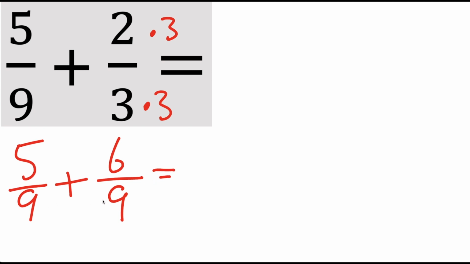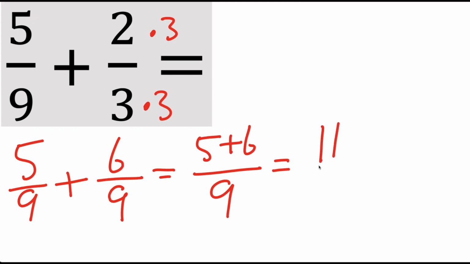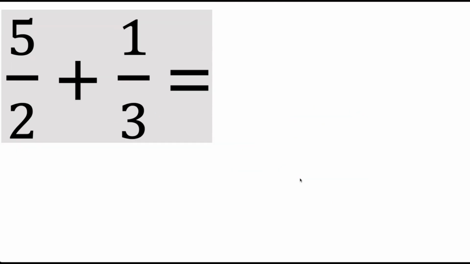So now this is just like what we've been doing. Whenever the denominator is the same, we get to keep it. And we have an addition sign, so we just add the numerator. We just add the top piece. So we can write 5 plus 6. And we know 5 plus 6 is 11. So our answer is 11 divided by 9. And now we'll do another one.